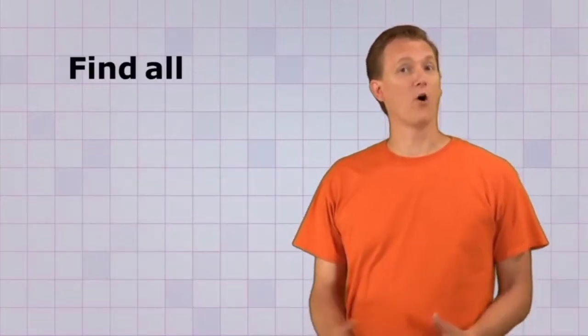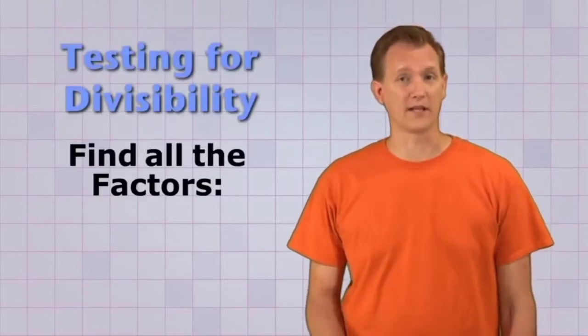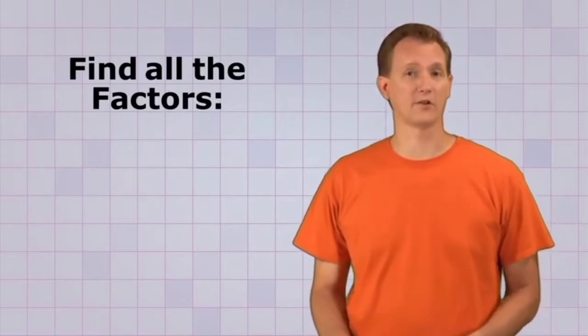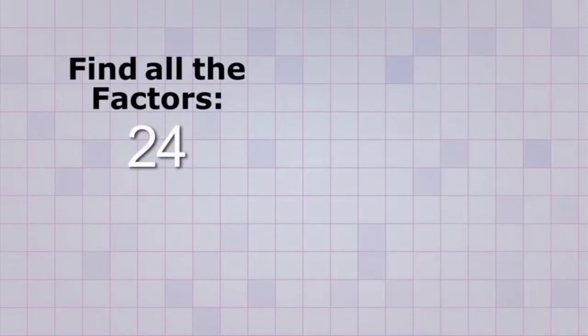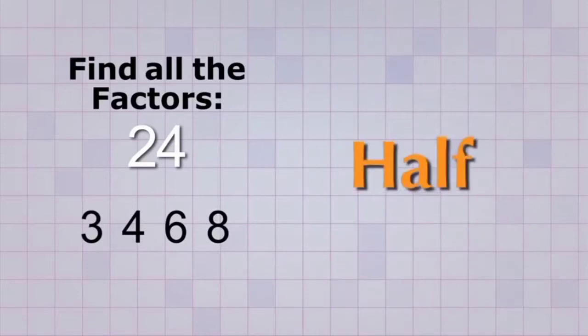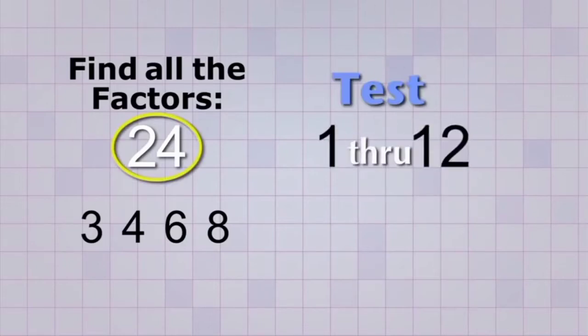Sometimes you may be asked to find all the factors of a number. If that happens, you can use testing for divisibility to solve the problem. To see how it works, let's try to find all the factors of 24. We already know 4 of them, but there's a lot more numbers we can test. Fortunately, we only need to test numbers that are less than half of the number we're testing. And since half of 24 is 12, we just need to test the numbers 1 through 12.